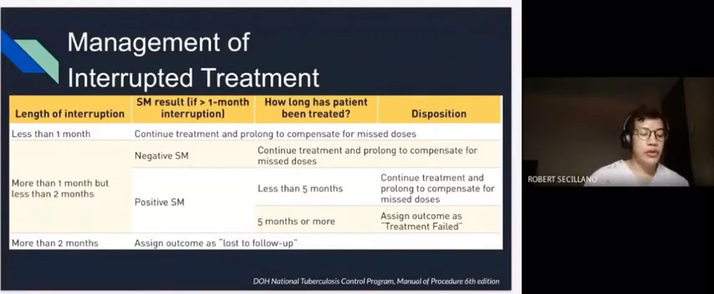But after doing sputum microscopy and it turns out to be positive, if the therapy is taken for less than 5 months, continue the treatment and prolong to compensate for the missed dose. But if the patient is positive for the smear and the therapy is taken for 5 months or more, then we will assign the outcome as treatment failed. So if the interruption is more than 2 months, we will assign the patient's outcome as lost to follow-up.